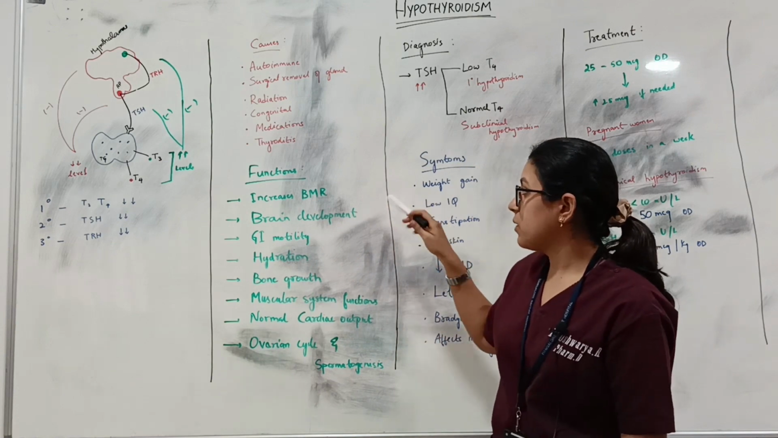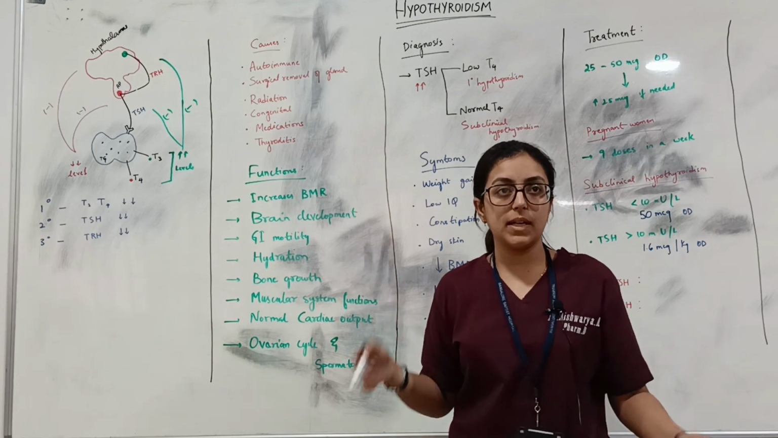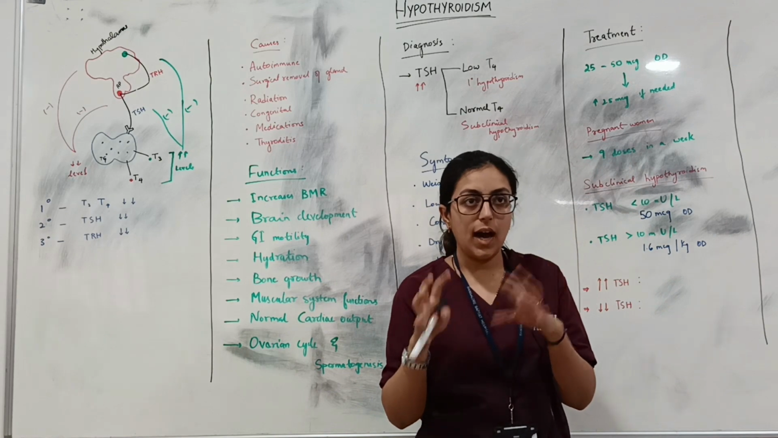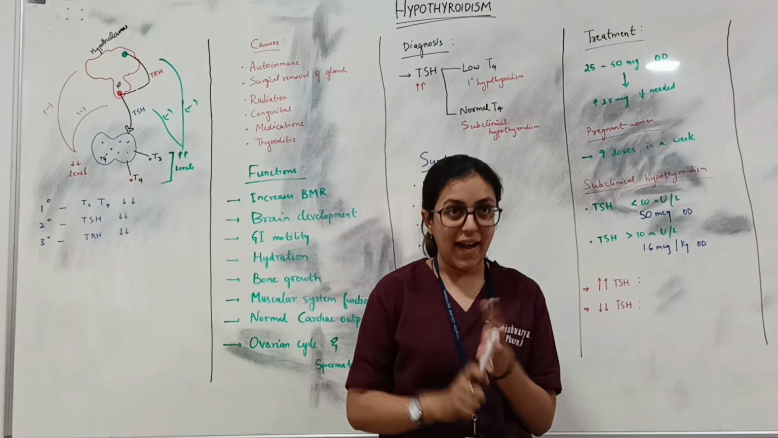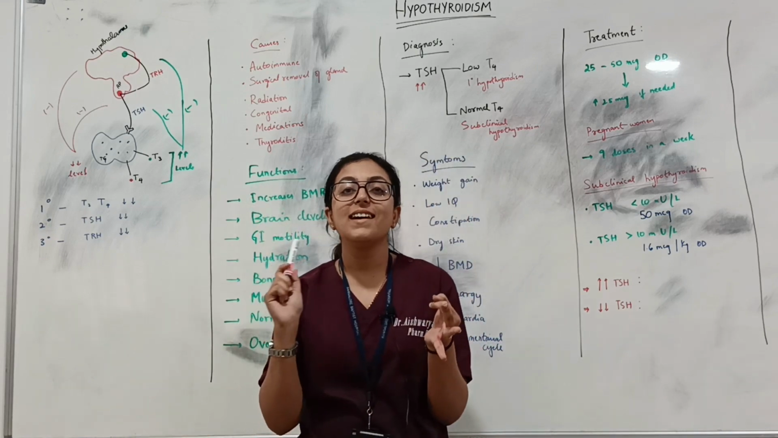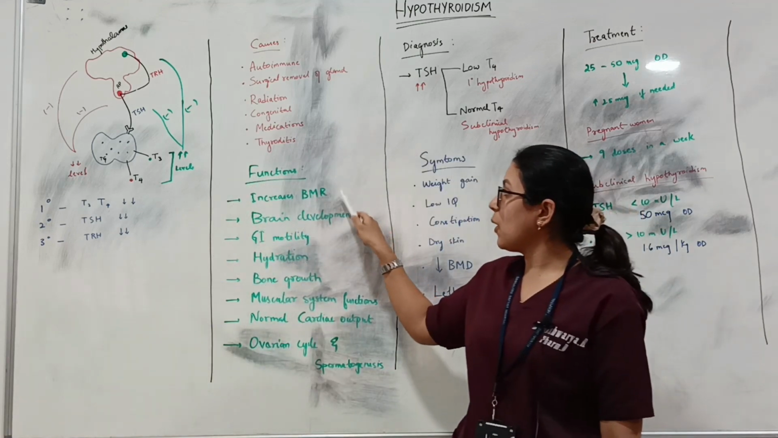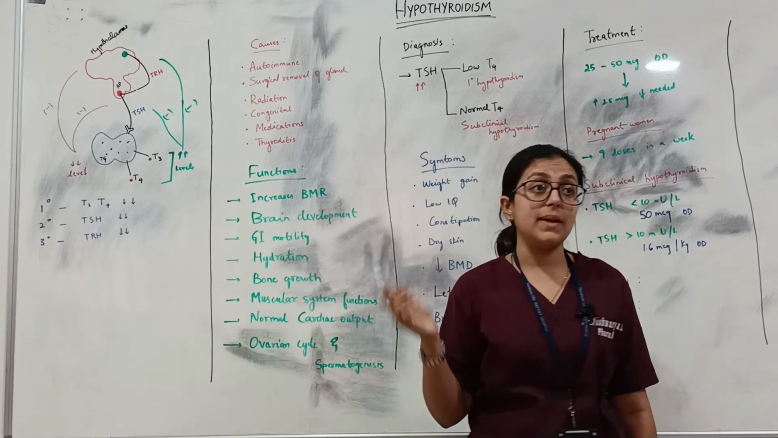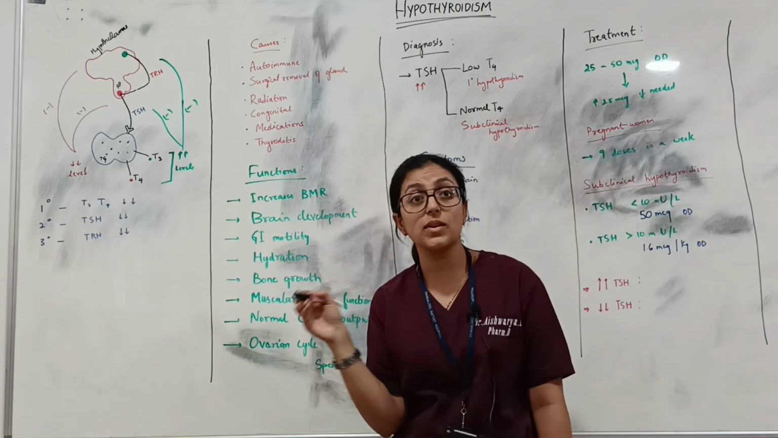There are certain functions of the thyroid hormones. It increases the basal metabolic rate. What is metabolic rate? Basically, thyroid hormone helps in catabolism of protein, fats and glycogen, all these three. So you have an increased metabolic rate when you have high thyroid. Then brain development: thyroid is important in brain development, and it acts on the nerves.